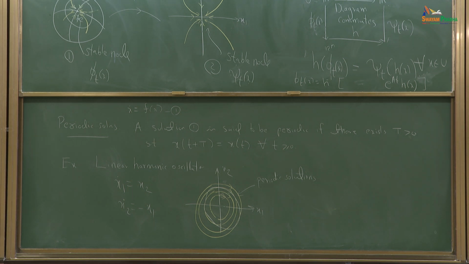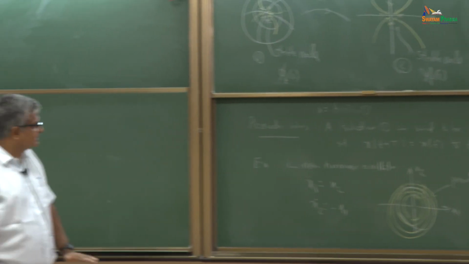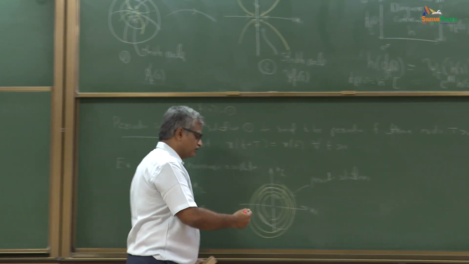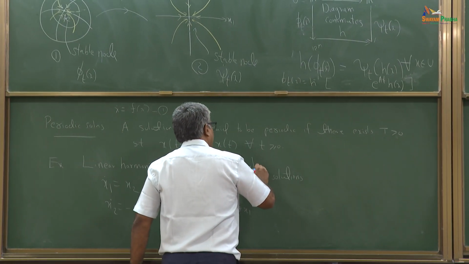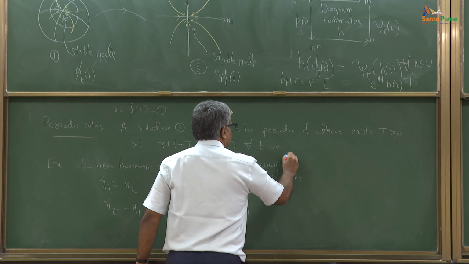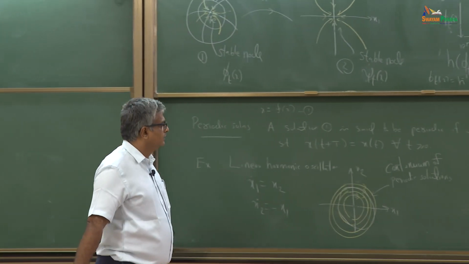Such periodic solutions are called limit cycles, right? The limit cycles are something unique to nonlinear systems. You don't find that in linear system. In linear system, you will get always continuum of periodic solutions. In fact, this is called continuum. Okay.